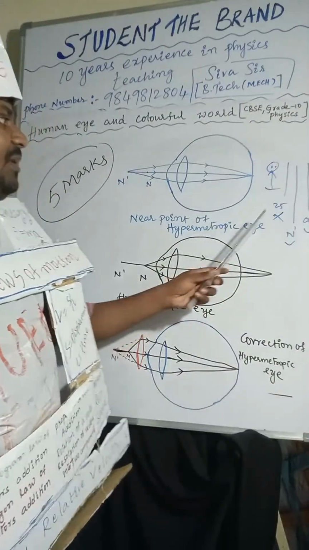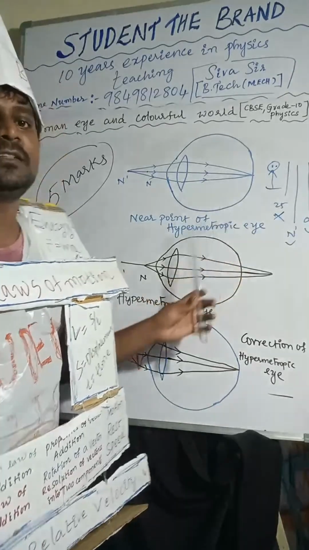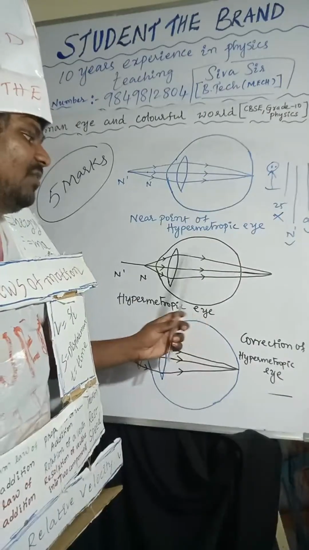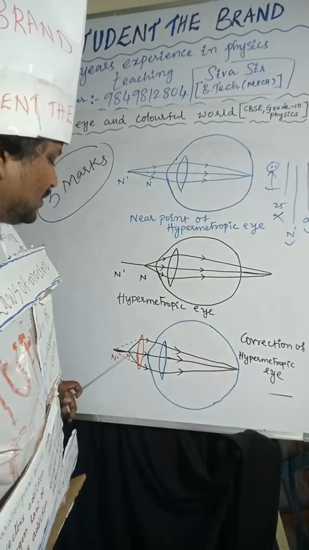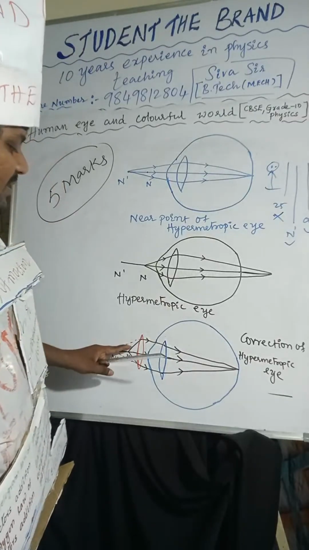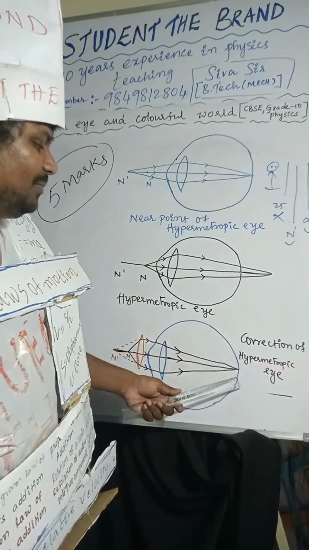If the light rays are coming, he can't see. But if the light rays are coming from the near point, what happens? The light rays will meet beyond the retina. Only if the light rays meet at the retina will the image form. Beyond the retina, I can't see. So if the light rays are coming from the near point, we can use a convex lens, converging those light rays to meet at the retina.